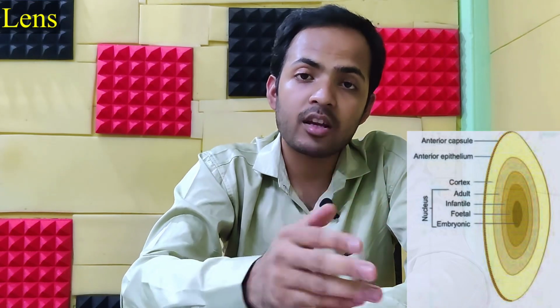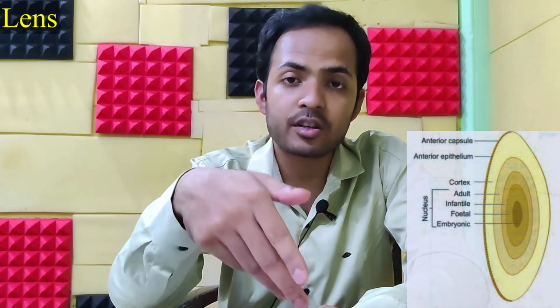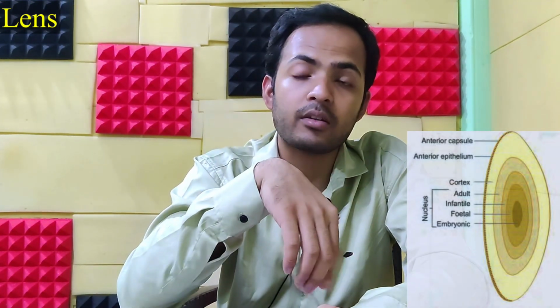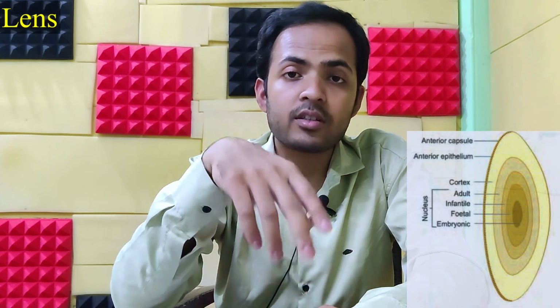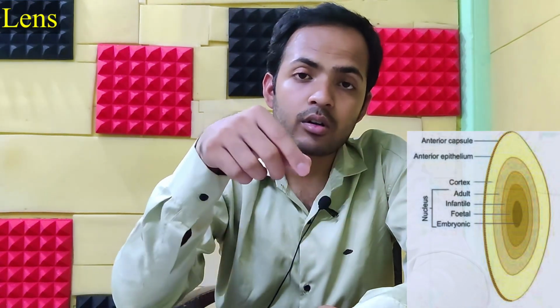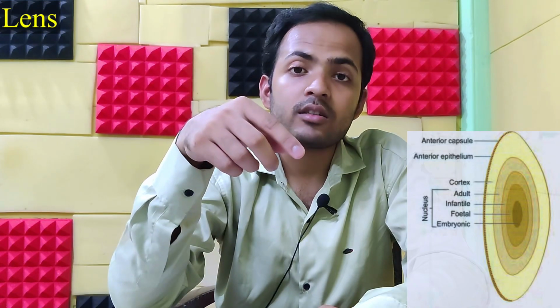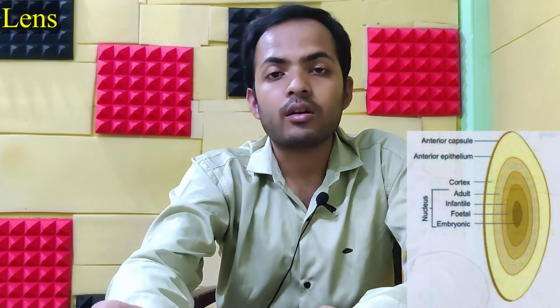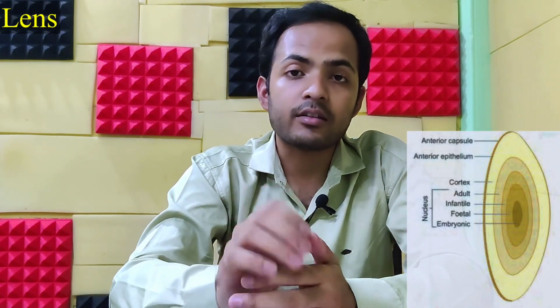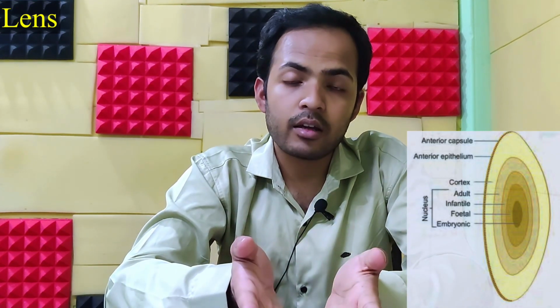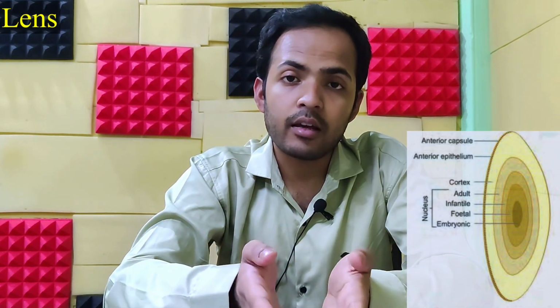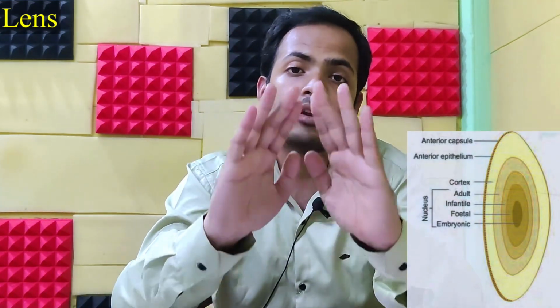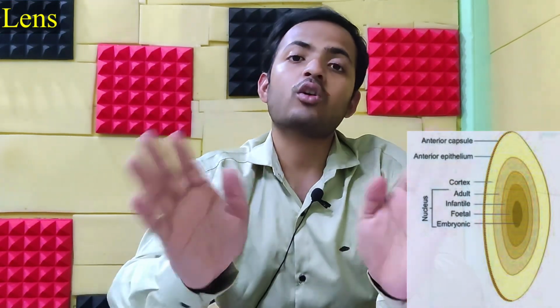Then you're going to find the epithelium of the lens, which is present only on the anterior surface, not on the posterior surface of the lens. Now, on the anterior surface, this epithelium at the equator or at the center is columnar, and at the periphery, it is cuboidal. Nucleus of the lens, which is multi-layered. First of all, you're going to find the embryonic nucleus or the embryonic part. Then you're going to find the fetal part. Then you're going to find the infantile part, and then the adult part, and lastly the cortex.